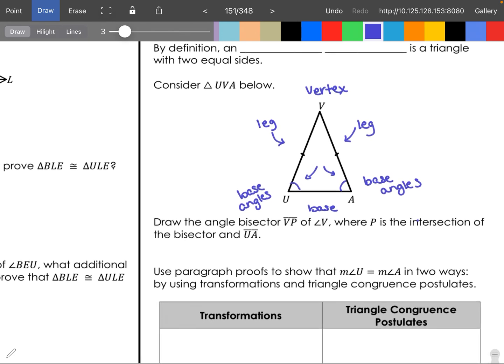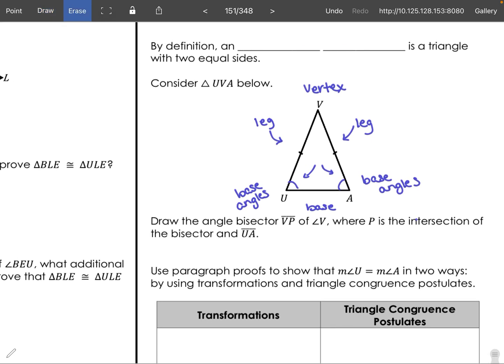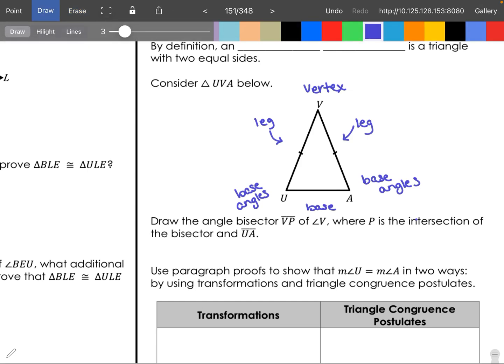All right, so let me go ahead and erase this middle part here so we can see it. It says draw the angle bisector VP of angle V. So if I were to draw an angle bisector, I'm going to go to V, and we can do a construction on this once we are able to do that. And if I drop the angle bisector, it's going to hit the base, and it's going to create two angles. Because it's bisecting it, it's cutting it into two congruent parts. I'm going to name this P.